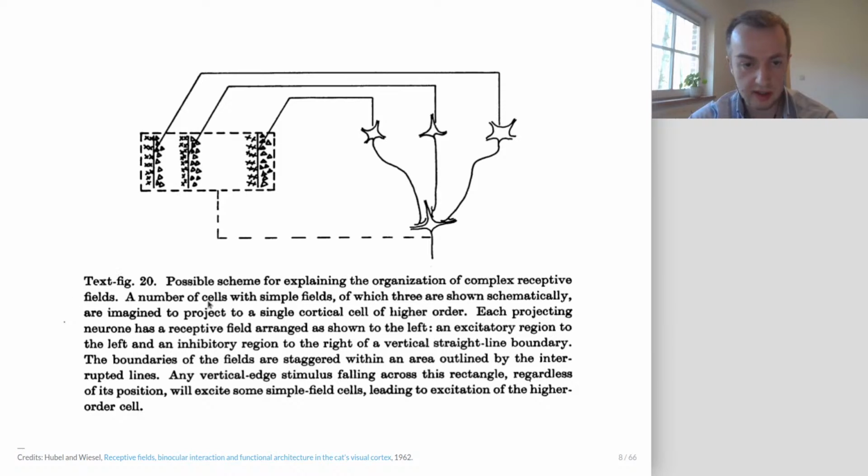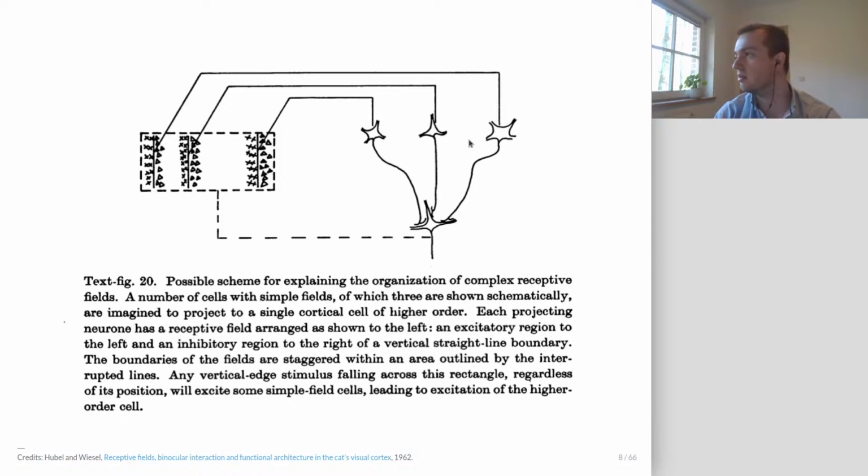So basically what they say is that a number of cells with simple fields, of which 3 are shown schematically, so these 3 ones, are imagined, and this was just a model, to project to a single cortical cell of higher order, the one here below, each projecting neuron having a receptive field arranged as shown to the left, like this one, this one, this one. And so that means an excitatory region to the left and an inhibitory region to the right of a vertical straight line boundary. And yeah, this is the most important sentence: any vertical edge stimulus falling across this rectangle, regardless of its position, will excite some simple cell field, so one of these 3, for example, leading to the excitation of the higher order cell.